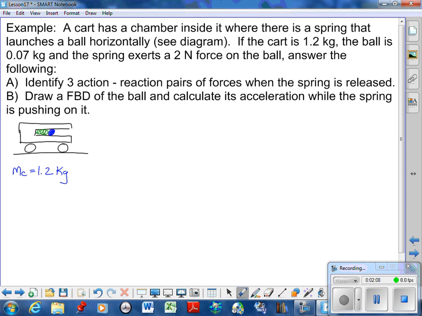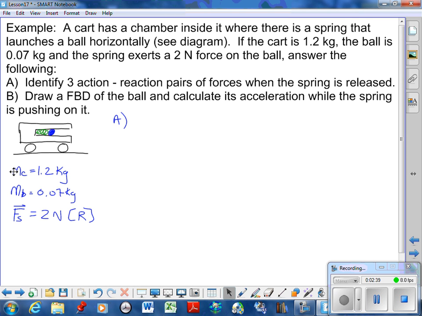So I'm going to start my list again. The ball, so mass of ball is 0.07 kilograms. And the spring exerts, so force due to spring, 2 newtons of force to the right, and we're talking about acting on the ball here. So answer the following. A, identify 3 action-reaction pairs of forces when the spring is released.